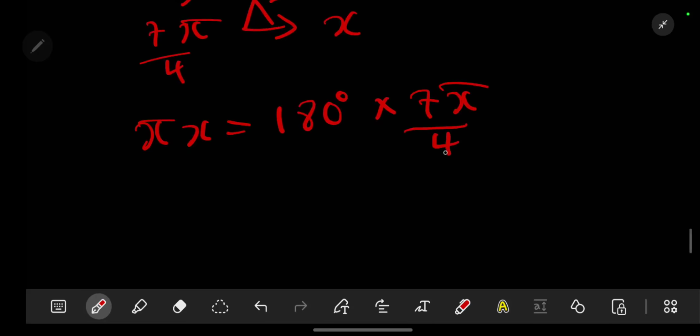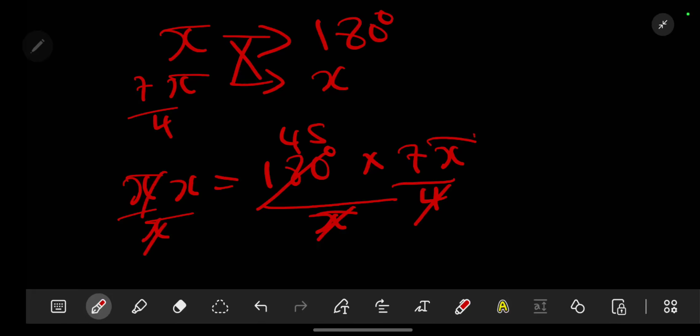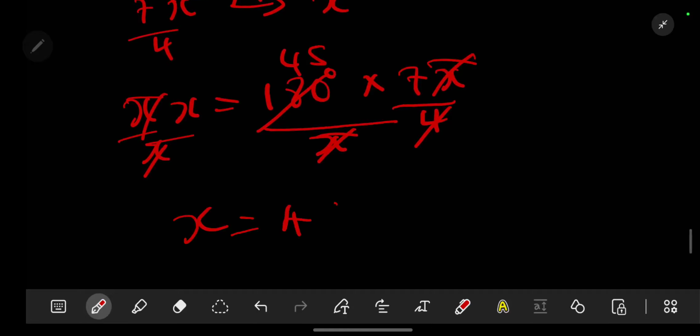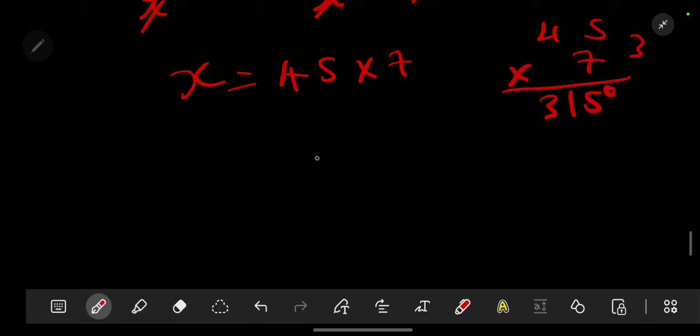So this gives us, this and this, it will be 45, like that. Then dividing by pi, this gives us a value of x equal to 45 times 7. So multiplying 7 by 45, 7 times 5 is 35, 7 times 4 is 28 plus 3, that's 31. We have 315 degrees. So with this angle, 315 degrees, we can now find the coterminal angle.